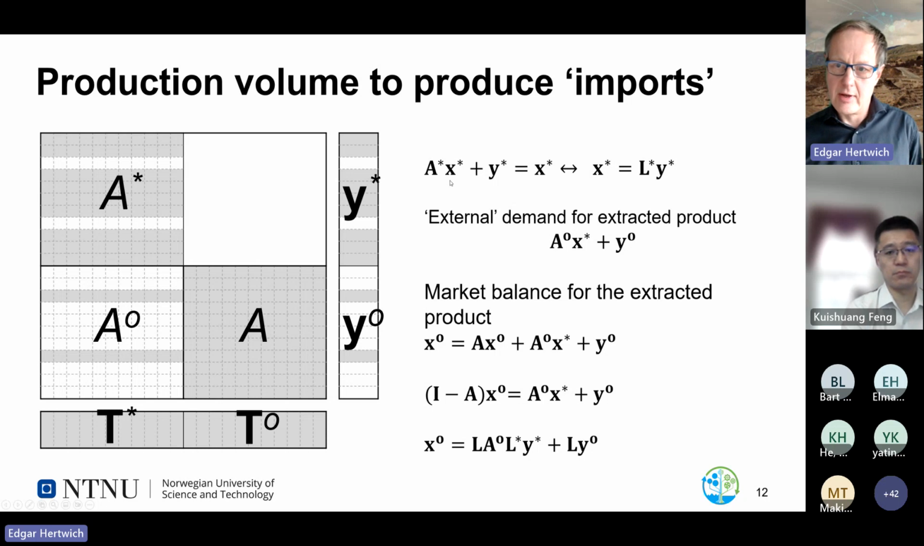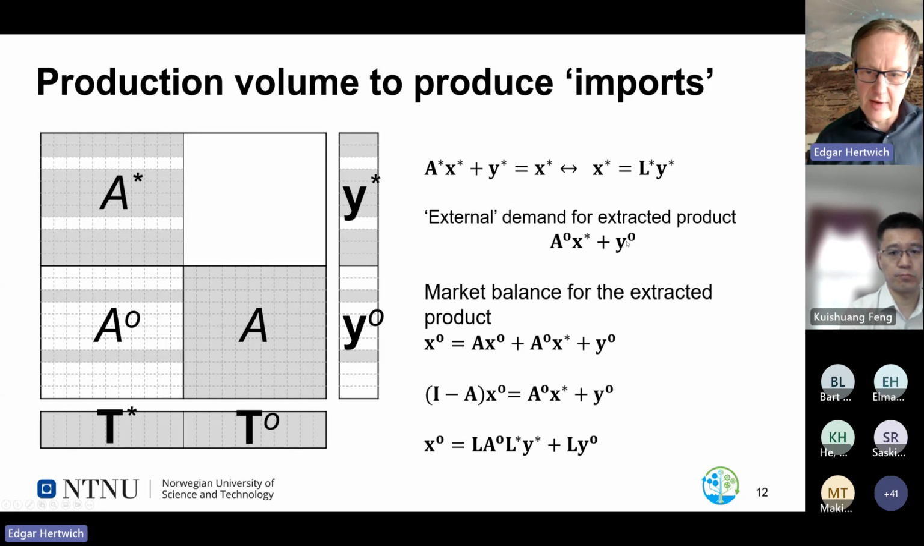And so, of course, we have the X star again, which I calculated before. If we plug this in, here we have the multiplication of this L star Y star with A naught. This gives us the amount of material that is needed by other industries, and then Y naught is just the demand for materials by final demand.